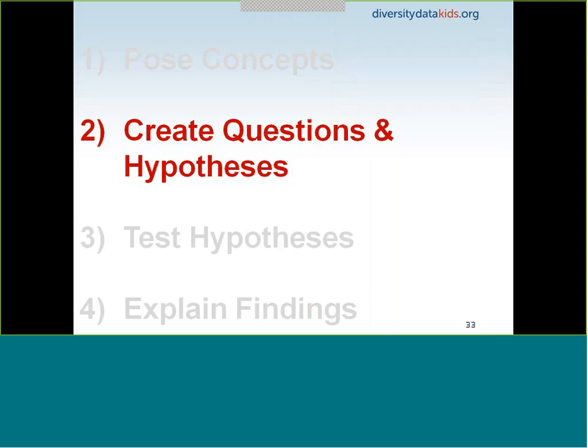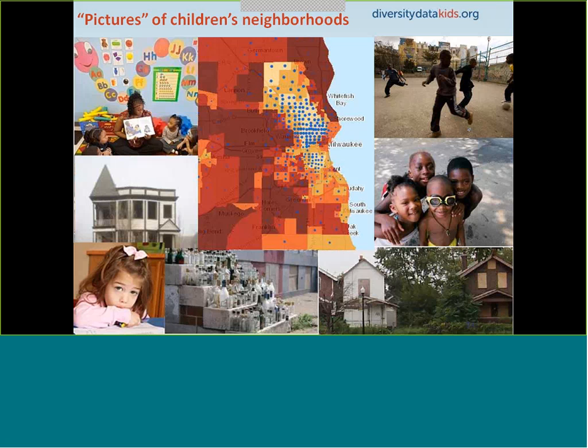So after using Diversity Data Kids and other sources to really focus in on this idea of neighborhood opportunity, what creates opportunity, how neighborhoods are structured, we get into a discussion about creating some questions and hypotheses by posing a question: what do you think of when you think of children's neighborhoods? In these pictures here are some examples, right? We may think of the housing, we may think of individual children in those places, we may get a picture in our map, like you see here, of Metro Milwaukee.